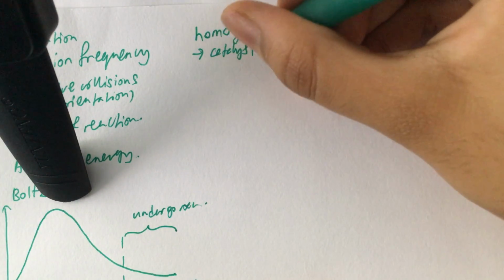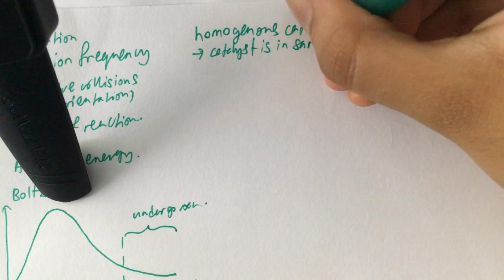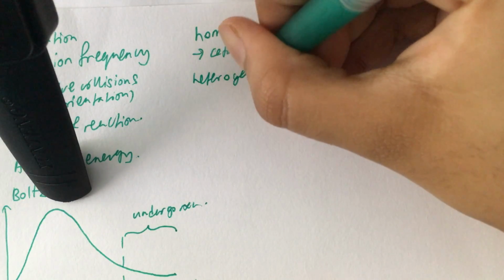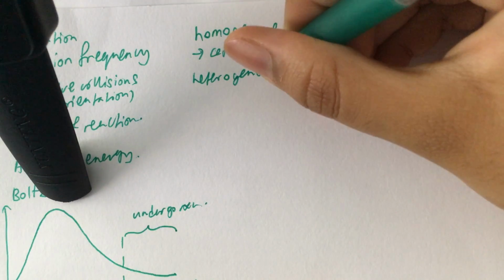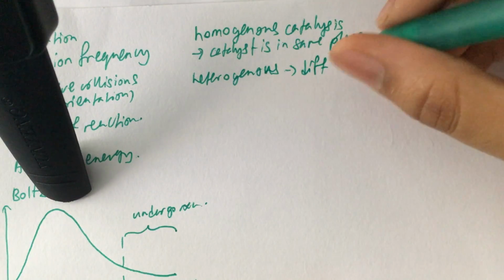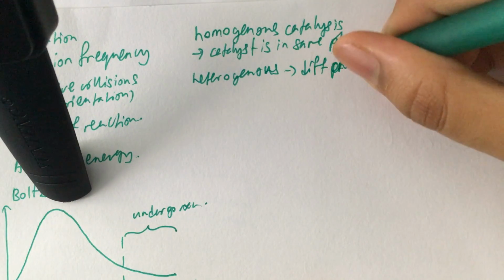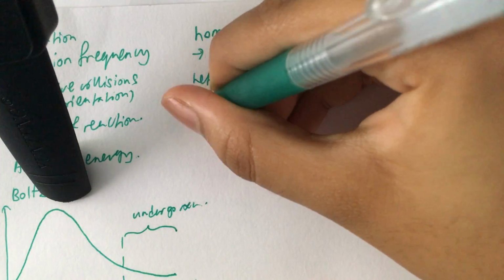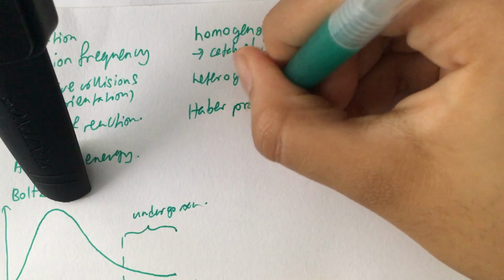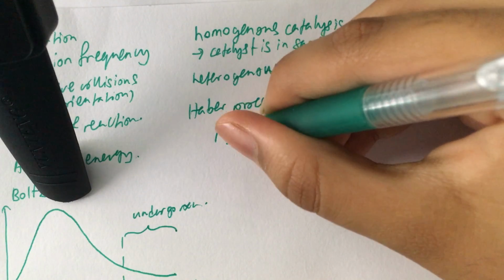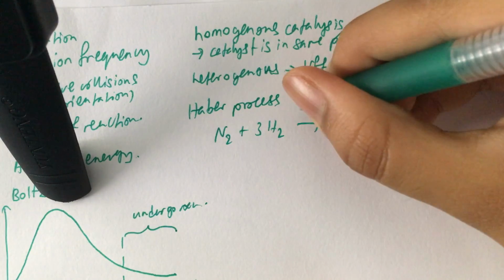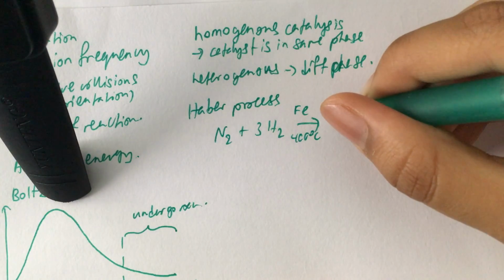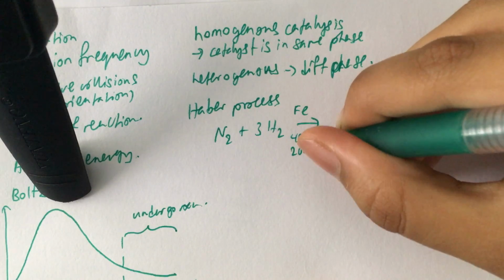So the Haber process is the one where you make ammonia. I think you need like zinc or something. Wait a minute. I'm just going to quickly figure out what the catalyst is. Oh yes, iron. So the Haber process takes place at 400-ish degrees Celsius at 200 atm with an iron catalyst.